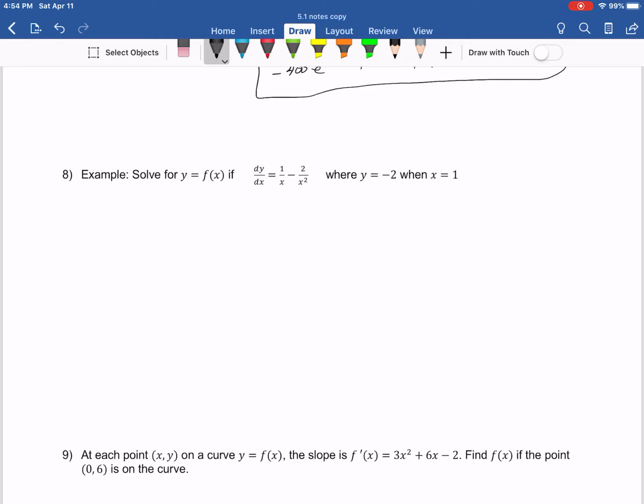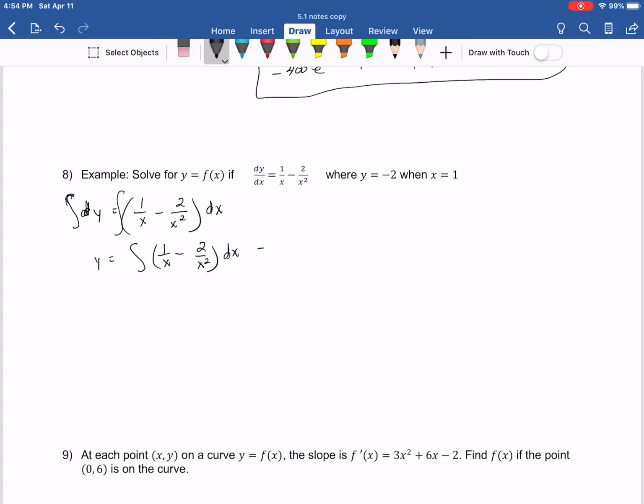So first thing I'm going to do is rewrite dy dx as dy equal to 1 over x minus 2 over x squared times dx. Do you see that I just multiplied both sides by dx? Now I want to solve for y, don't I? I have to get rid of the d. The d is your differential. You're going to take the integral of both sides. Taking the antiderivative, the antiderivative of the derivative cancels each other out, and now you just have y. So y equals the antiderivative of 1 over x minus 2 over x squared with respect to x.